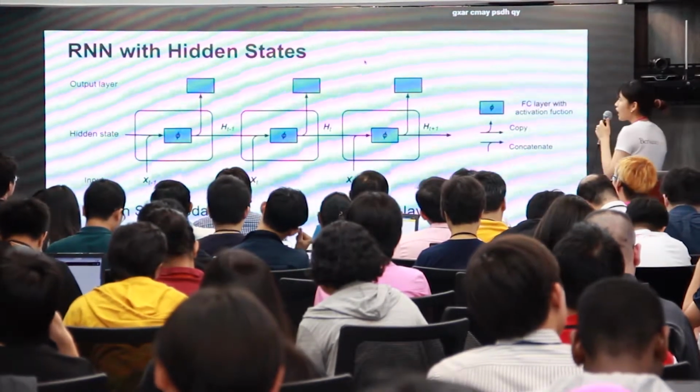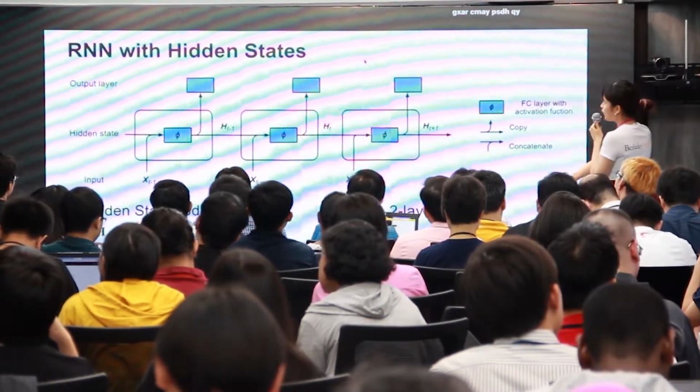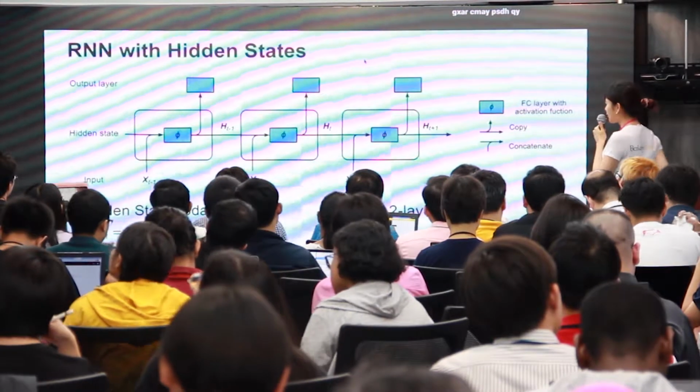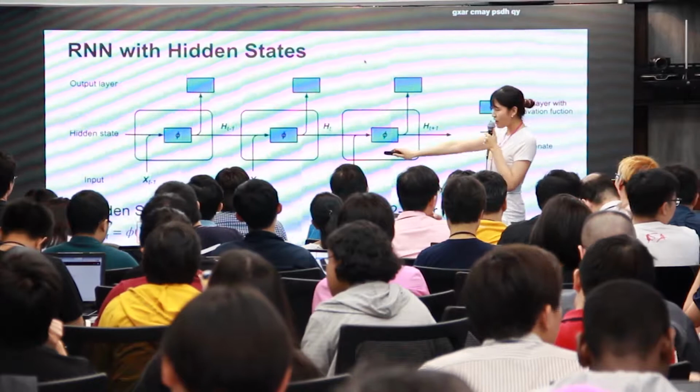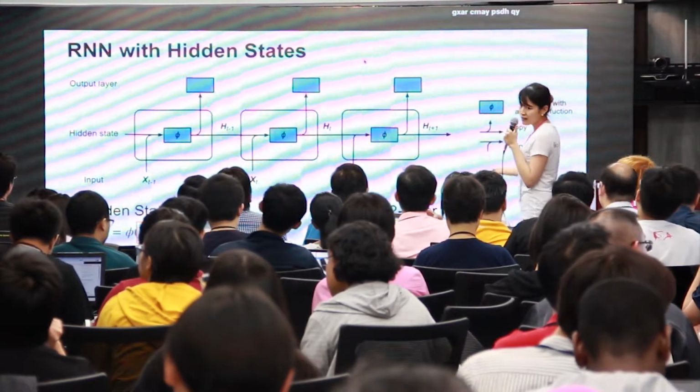So compare the RNN with a two-layer MLP. It's kind of similar. Besides the yellow box on the left-hand side, where you have this hidden state, all the other things are kind of similar.